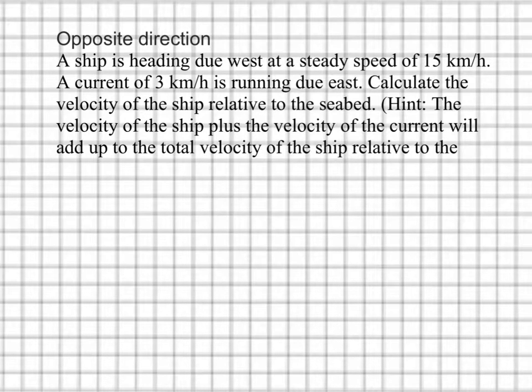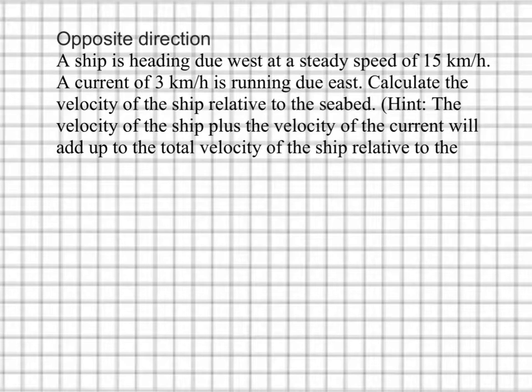For example, here we have a ship heading west, and the ship is moving at 15 kilometers per hour. But there is a current in the water that's opposing the ship. The current is moving 3 kilometers per hour to the east. So calculate the velocity of the ship relative to the seabed. So that's going to be your water speed and your ship speed put together.